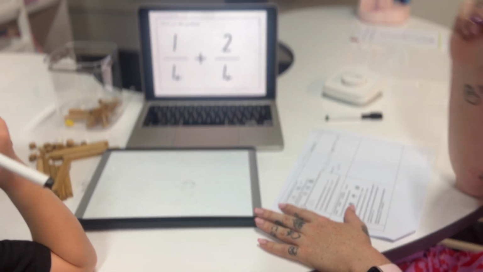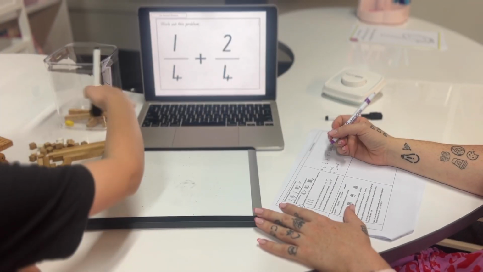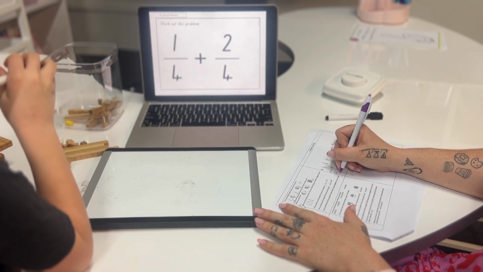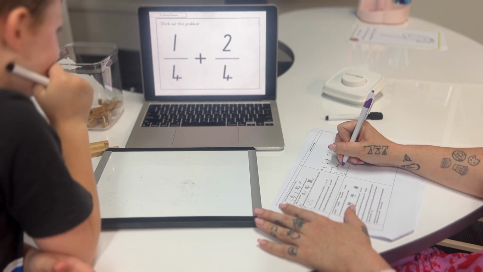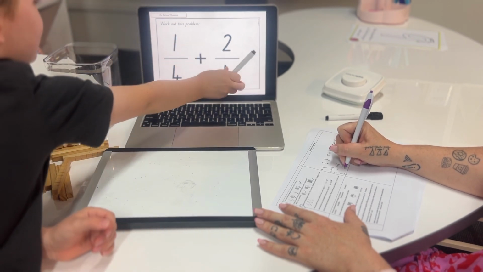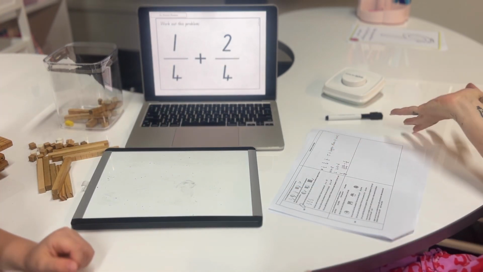What about this one? If I add 1/4 plus 2/4, what would that be? I don't know how to say the. Oh, wait. 3/8. How'd you get that, my friend? Because 1 plus 2 is 3, and then I added that. That is so amazing. You are so good. And we have finished for that one.